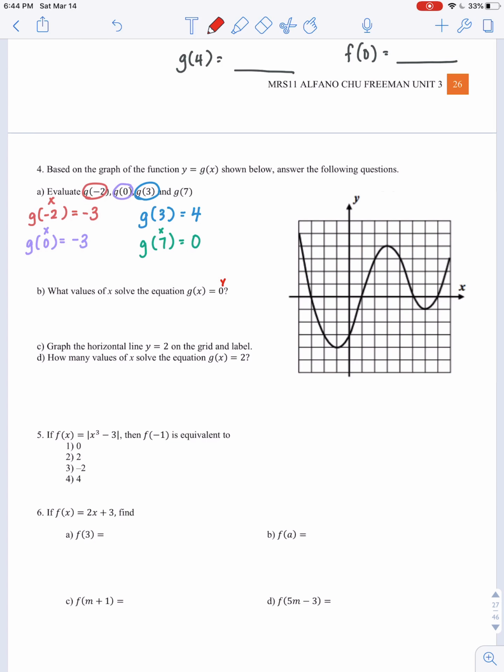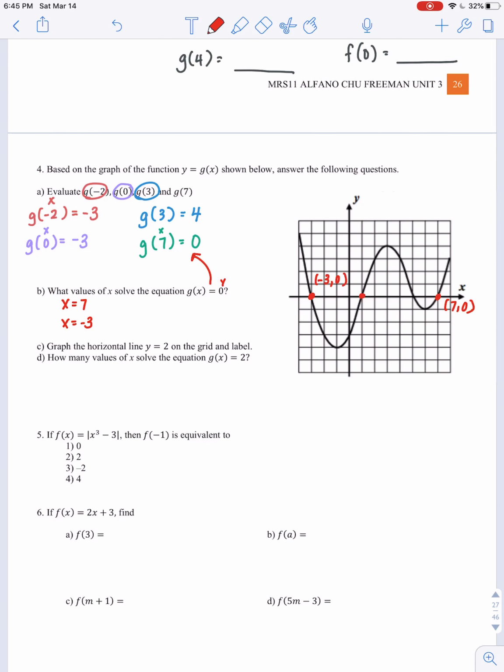Well, actually, if I take a look, one of my values is g of 7, right? That's this point right here, (7, 0). When x is equal to 7, my y value is 0. So that's one of my values. The other values I have are, let's start all the way from the left side, this point right here. When x is -3, my y value is 0. So x equals -3 is another solution that works.